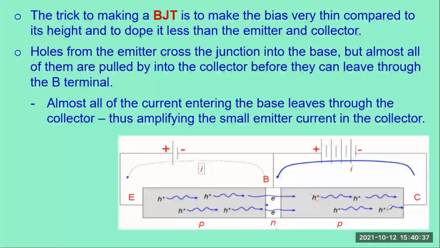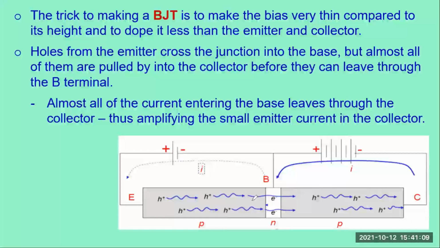Remember that now, due to the reverse bias of the collector, almost all the holes are pulled by the collector once they cross from the emitter circuit before they can leave through the B terminal. So before they're able to leave, they are pulled across, and almost all the current entering the base therefore leaves through the collector, thus amplifying the small emitter current in the collector.